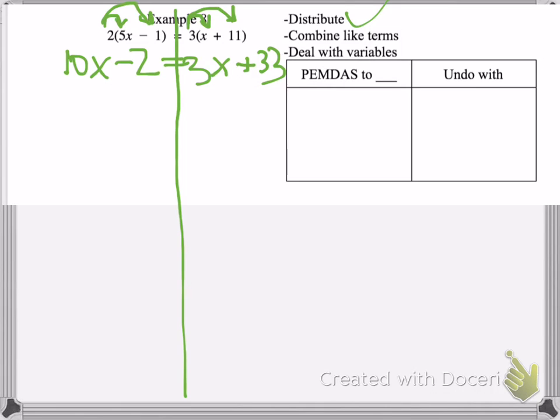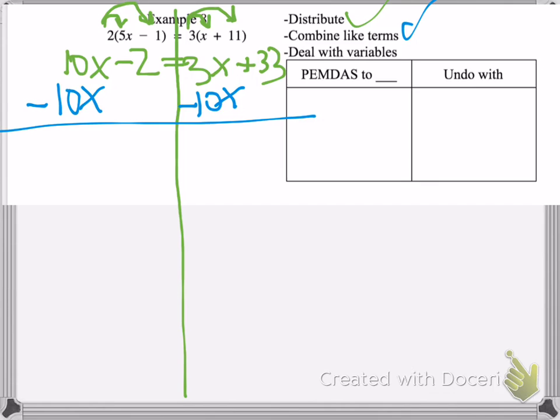Then I need to combine like terms. Well, on each side separately, I don't have any like terms. 10x minus 2, that's a variable, and that's a number. I can't combine those. And I've got 3x plus 33. Those are not like terms. I can't combine those. Remember, for like terms, we need same variable with the same exponent. So we're good on that one. Then I'm going to deal with the variables, so I need to move them either all to the left or all to the right. So I'm going to subtract 10x from both sides.